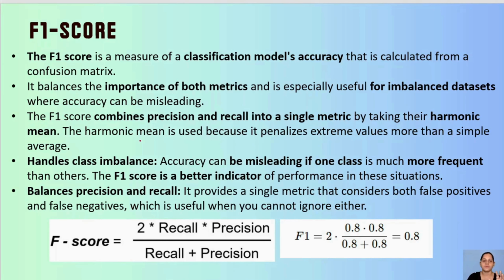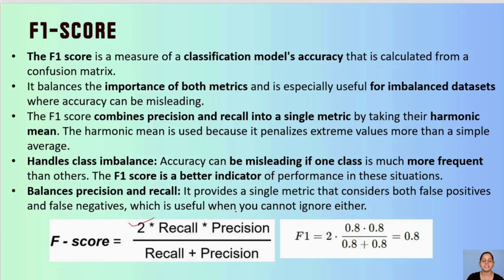And in the case of multi-class, or where the bias or imbalance in the data is more, or where one class has more weightage than the other classes, F1 score is better. And this is what the formula looks like: 2 into recall into precision divided by recall plus precision.